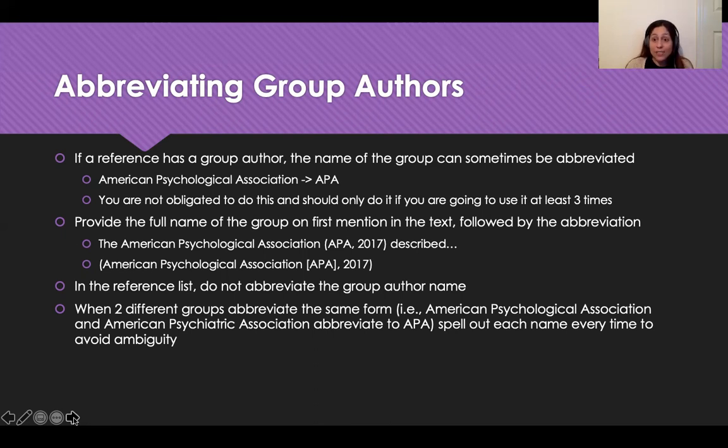In the reference list, though, do not abbreviate the group author name. You write the full name, okay? Even though you introduced the abbreviation in your text, the full name needs to be in the reference list. And then if you happen to have 2 groups that abbreviate to the same letters, like American Psychological Association and American Psychiatric Association, both turn into APA, then do not abbreviate them to APA. Spell out the name every single time so that you can avoid any ambiguity.